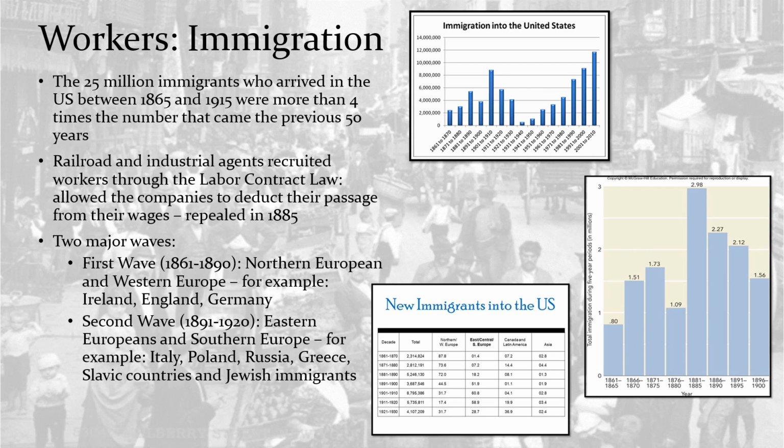But the second major wave, taking place in 1891 to 1920, is Eastern European and Southern European. And these were a little bit more darker skinned. They had different religions. They had different cultures. They were a little bit more set apart from the typical American person, so to speak. So we start seeing a shift in terms of acceptance of the second wave immigrants as opposed to the first wave.